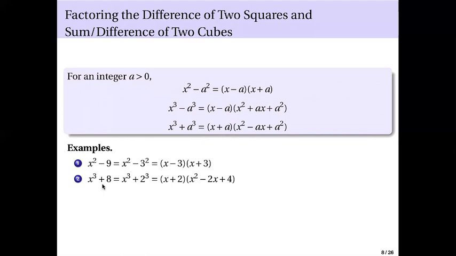And I am already declaring that this is the complete factored form. This guy here, x squared minus 2x plus 4, is a prime polynomial, so you cannot factor that anymore. I will give you a hint later on why this is no longer factorable.